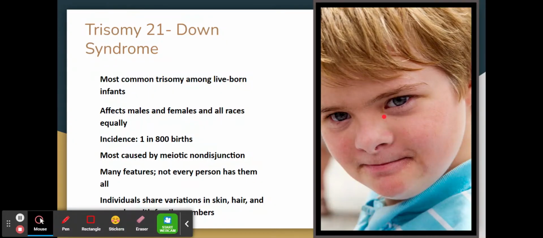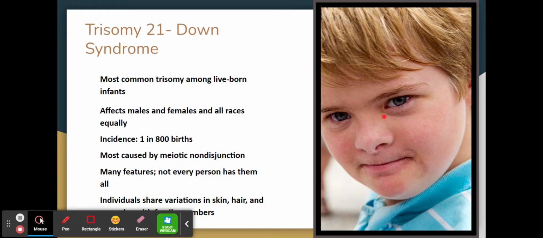Okay, so we are picking up the discussion of the chromosomal disorders, especially the trisomies. And we're going to talk first about trisomy 21, which is Down syndrome. Most of you are probably familiar with it. It is the most common trisomy among live born infants. Although the rate of miscarriage is higher, there are a lot of people who are born alive with Down syndrome. It is not incompatible with life.